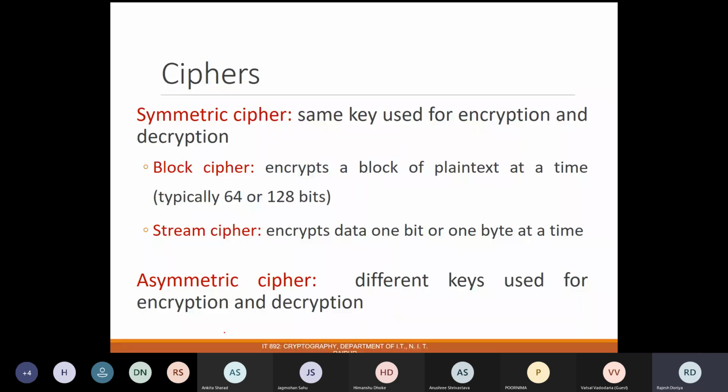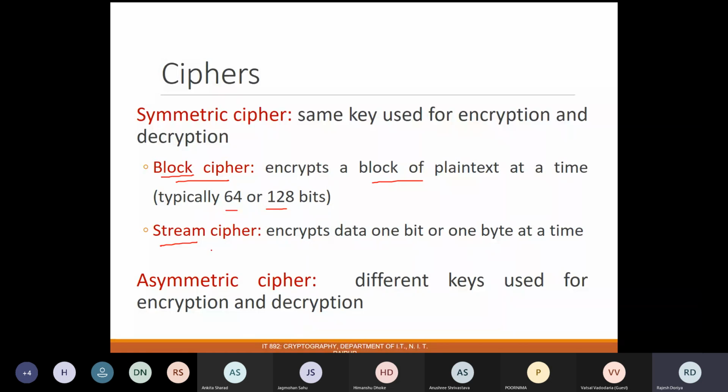Then ciphers. If you talk about symmetric ciphers, they can be of two types. The first one is block cipher and the other one is stream cipher. Block cipher means you are trying to encrypt a block of plain text at a time. Classically, the block ciphers were of size 64-bit and 128-bit, but nowadays we encrypt blocks of 256, 512, 1024 bits or even more than that. The moral of the story here is that in block ciphers we try to encrypt a block of plain text at a time.